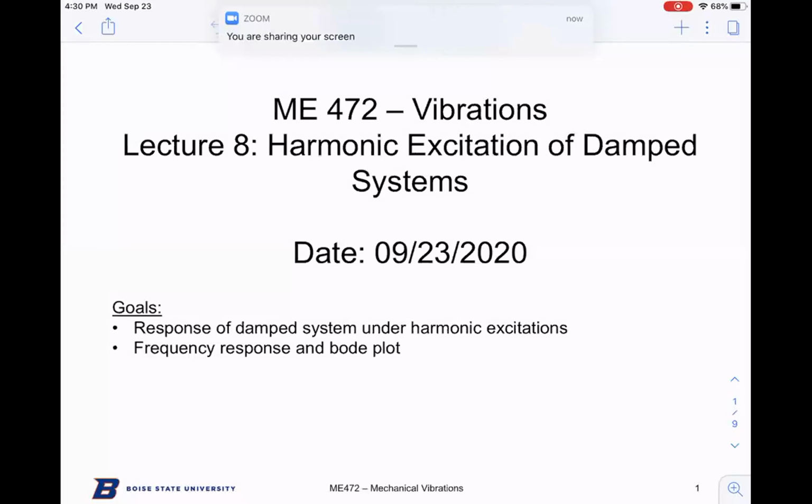Okay, so today we're gonna go over lecture number 8, where we'll talk about harmonic excitation for damped systems. And we're gonna learn two very important concepts today. The first one is called frequency response. The second one is called Bode plot.